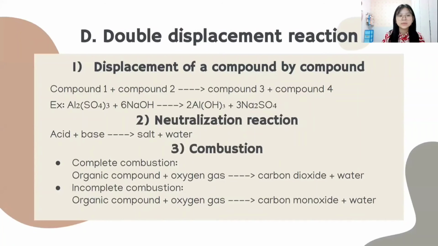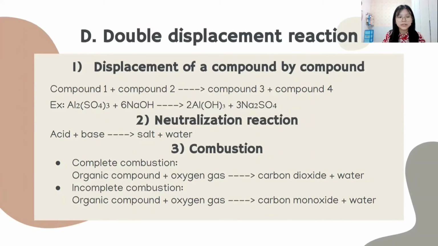The last one is double displacement reaction. Number 1, we have displacement of a compound by compound, with the general reaction: compound 1 and compound 2 yields compound 3 and compound 4. Example, aluminum sulfate when reacts with 6 moles of sodium hydroxide yields 2 moles of aluminum hydroxide and 3 moles of sodium sulfate.